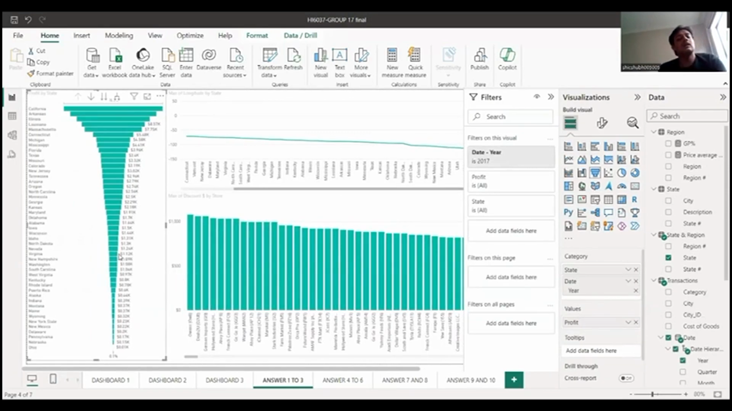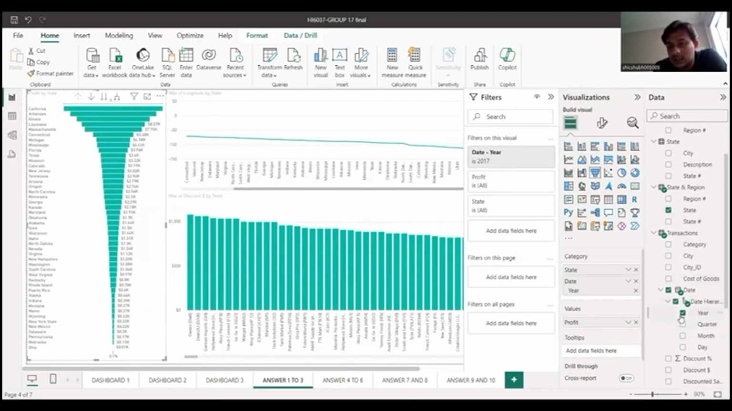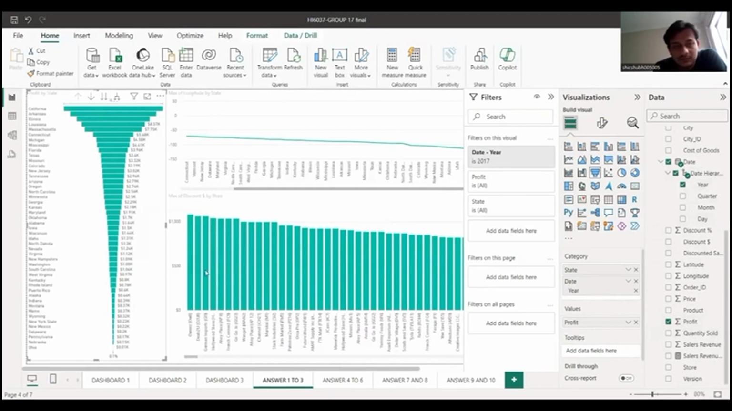My second question is how much is the total gross margin for each state in 2017. For that, I use a funnel visualization. I take state, year, and profit. So I found that California has the maximum profit, which is 13,439.54, and Ohio has the minimum profit, which is $11.9.